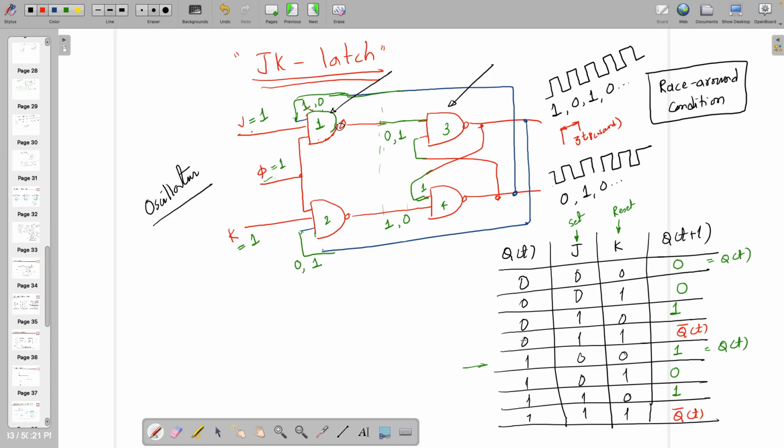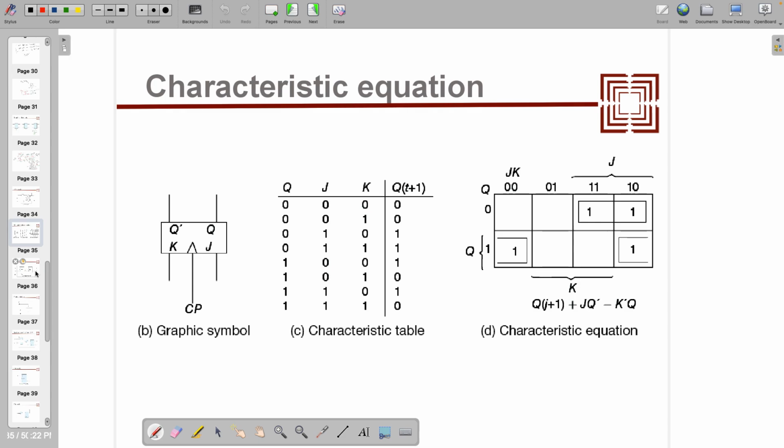Whatever Q is there, next instance you should get 1, afterwards 0 and so on and so forth. Same is for here, right. So you can write down that it's actually Q bar and Q bar in both the cases when both are 1. Both are 0, then it's Q of t, right. Now any doubt in this one? JK latch, okay.